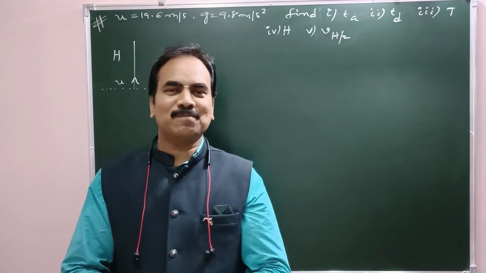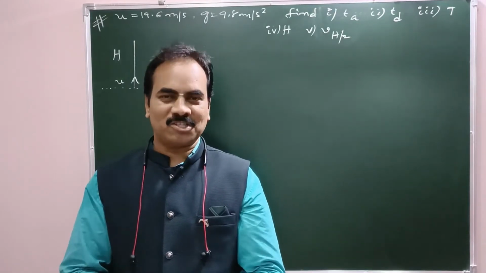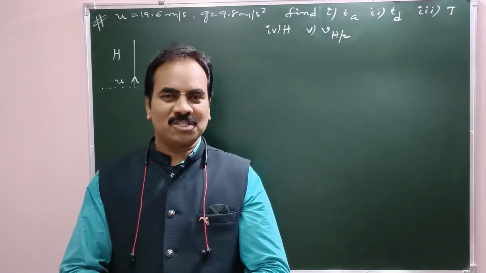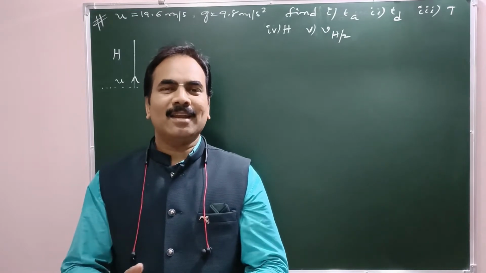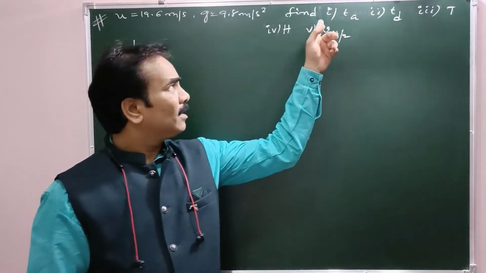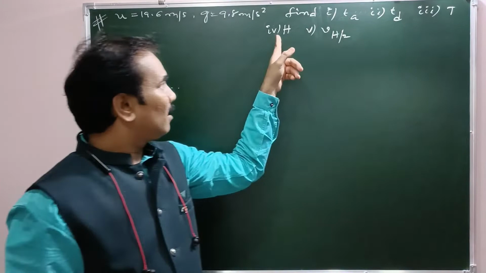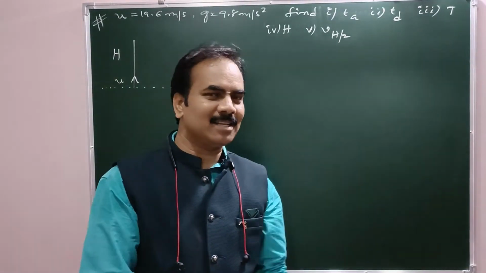Today I would like to explain some numericals based on a body projected vertically upwards. Suppose one body is projected vertically upwards from the ground with some initial velocity, 19.6 meters per second. Now find the time of ascent, time of descent, time of flight, maximum height covered, and velocity at half of the maximum height. That is the given question.